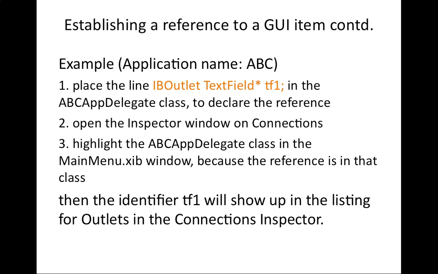To continue with the example here, for our application named ABC, as an example, we can place the line IBOutlet UITextField, and we're using this asterisk here, and it's really a pointer to an NSObject, which comes from Objective-C, and I actually just looked at this earlier today. So if you're not familiar with the pointer concept, go back and look at the lectures for the Objective-C class, especially from today and from Monday of this week. I went over this because this is an NSObject.